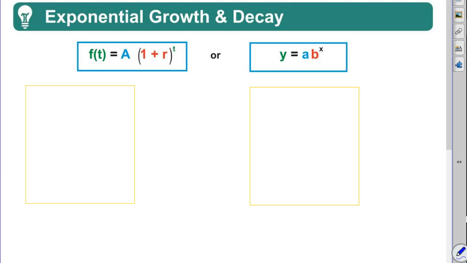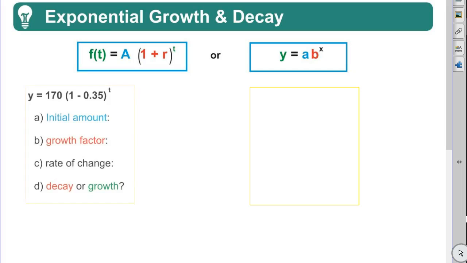Okay, so this is the quick review, and this is exponential growth or decay. I've got the two main formulas, two different formats of the exact same thing. In both cases, the independent variable is the exponent. In this case, the independent variable is t, and it's the exponent. In this case, it's x. Two variations of the same thing for exponential growth or decay.